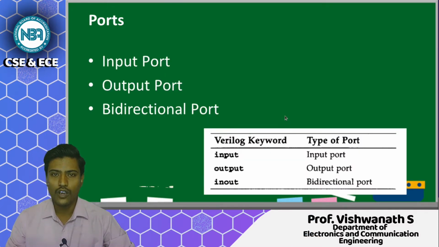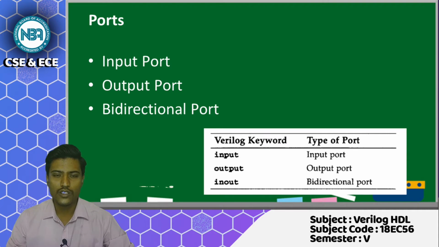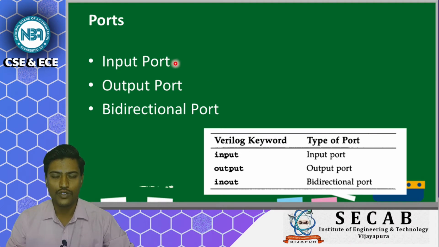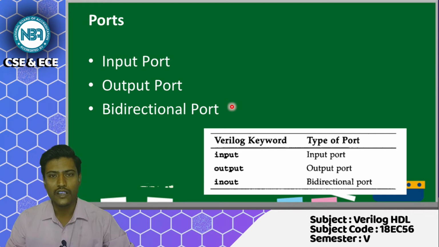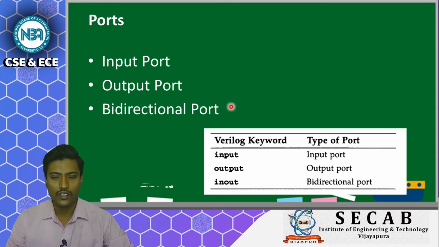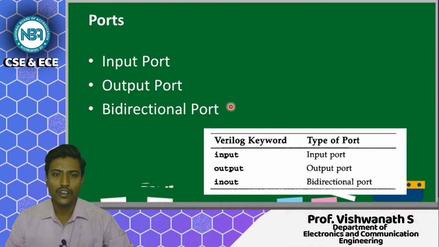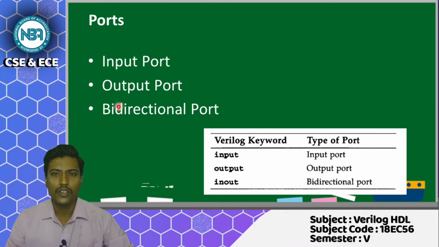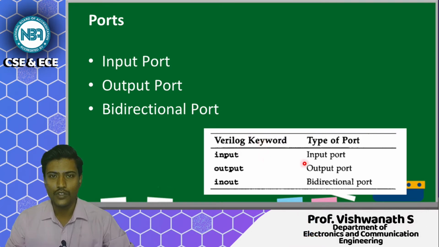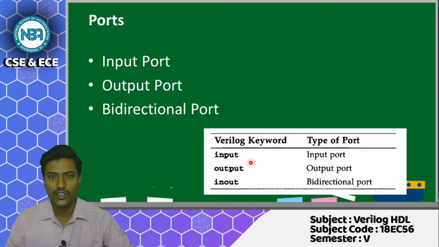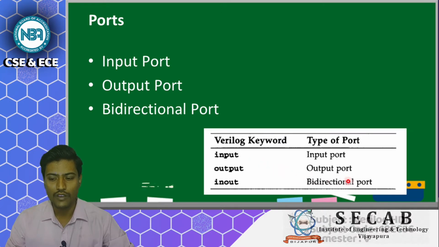Now let us look into the ports. Basically we have three different types of ports: input port, output port, and bidirectional port. A bidirectional port is one that acts as an input as well as an output. So what are the keywords in Verilog to declare an input port, output port, and bidirectional port? If you want to declare an input port, we use the keyword input; for an output port, we use the keyword output; and for a bidirectional port, we use the keyword inout.